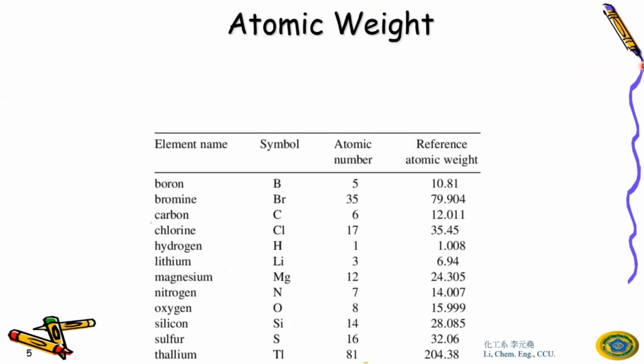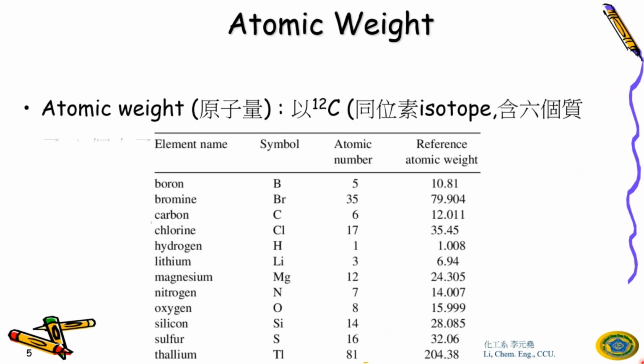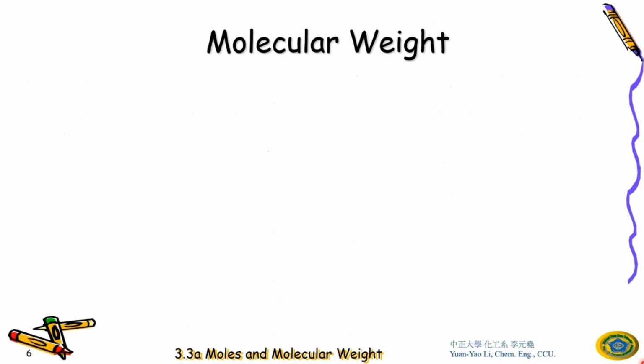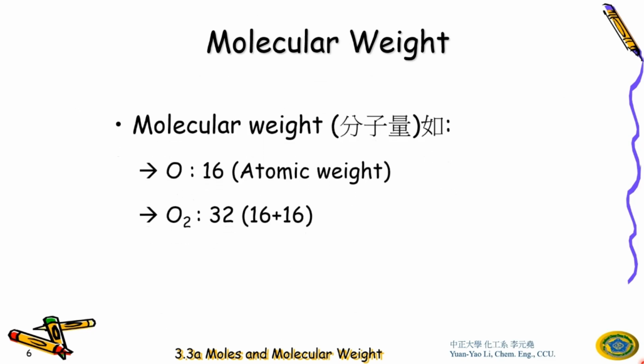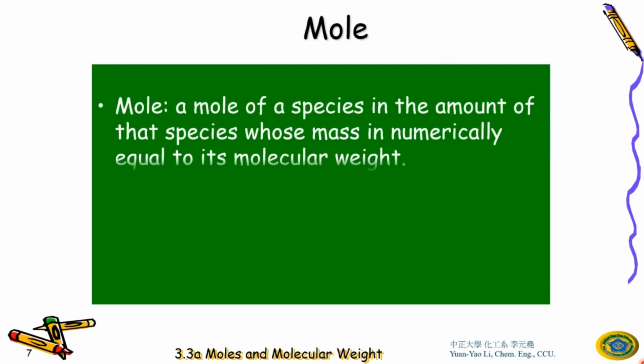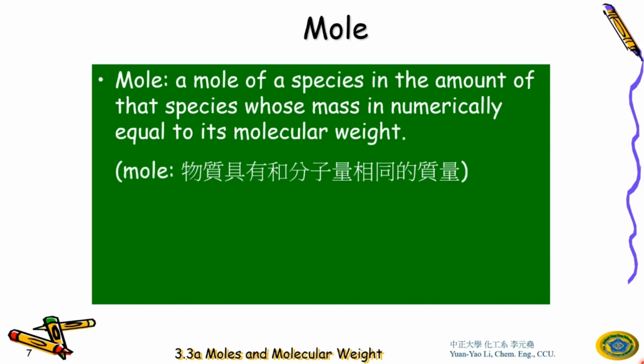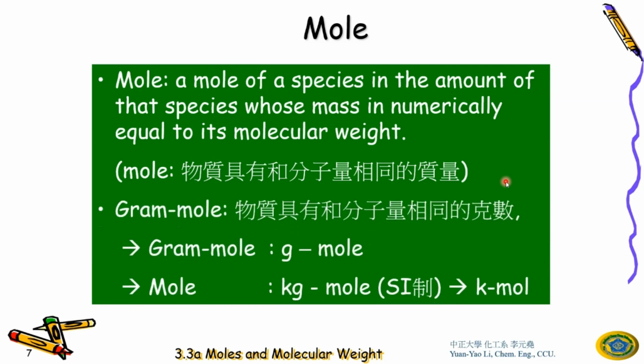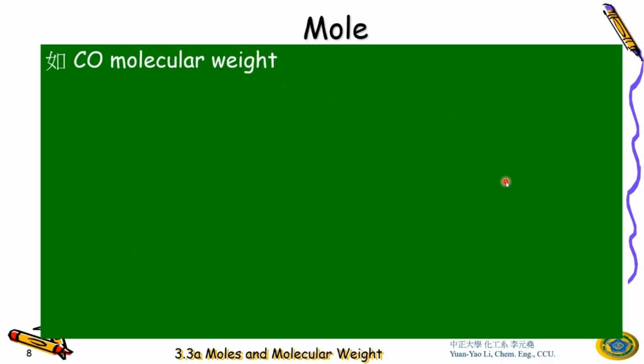I'll go through this very quickly. I'm sure you understand atomic weight, right? And how about molecular weight? If you understand atomic weight, of course you understand molecular weight. And then moles. A mole of a species is the amount of that species whose mass is numerically equal to its molecular weight. I'm sure you understand this. You learned this in junior high school, so let's skip this.